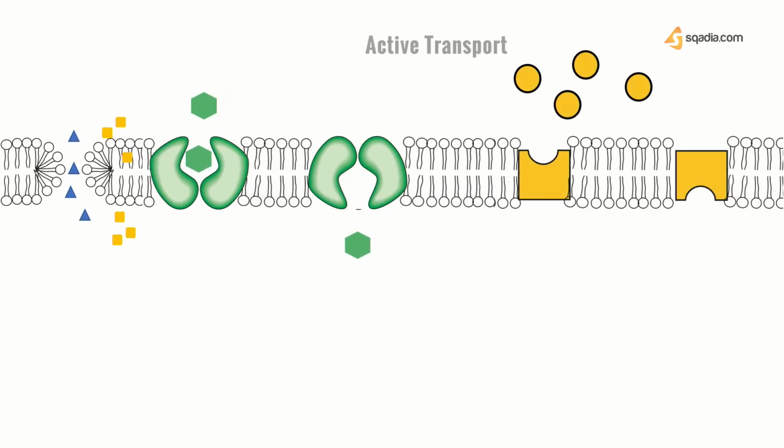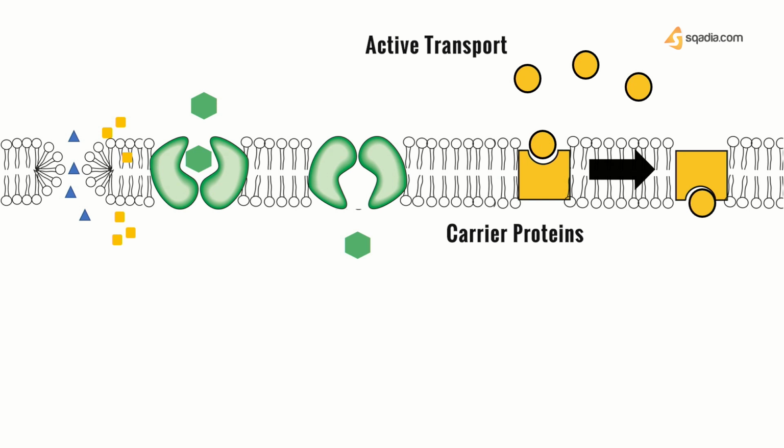Moving on to active transport. This mode of drug entry also involves specific carrier proteins that span the membrane. A few drugs that closely resemble the structure of naturally occurring metabolites are actively transported across the cell membranes using these specific carrier proteins.